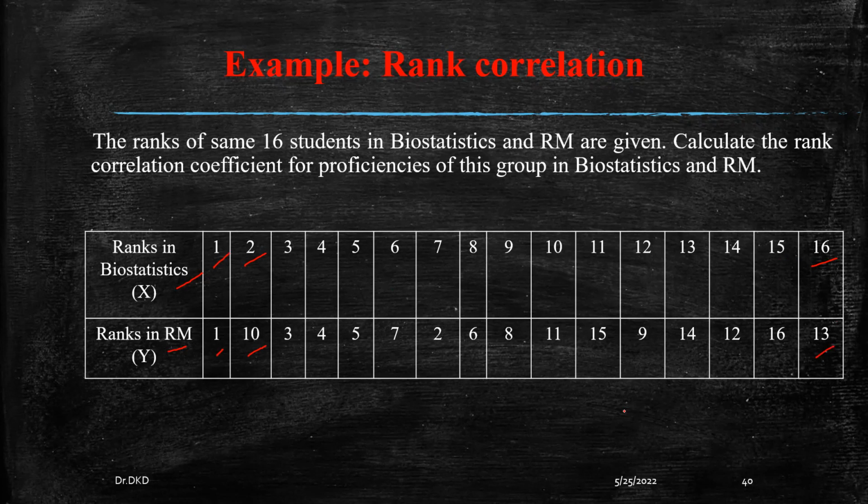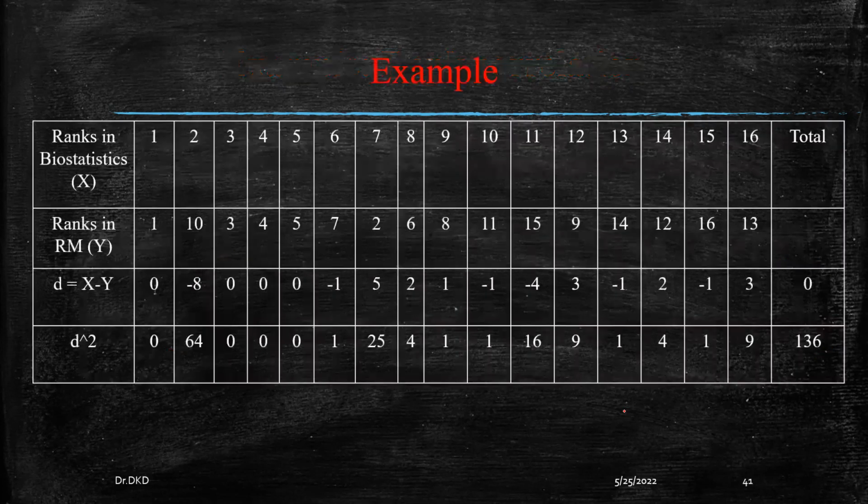Now we have to obtain the solution. How will we get the answer? For the solution, this is the first table. Rank X for biostatistics is already given in the question, and rank Y for research methodology is also given. Now we will obtain D, because it is required in the formula. D means the difference: rank X minus rank Y.